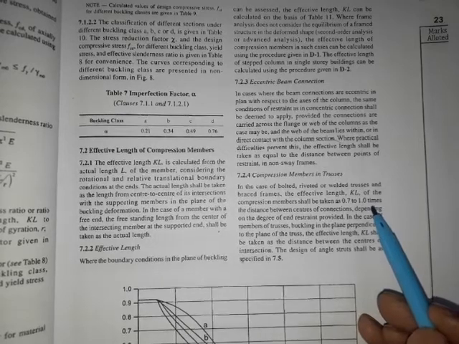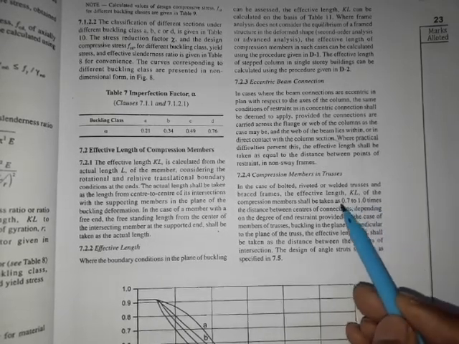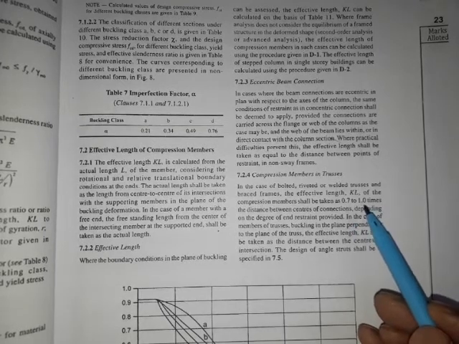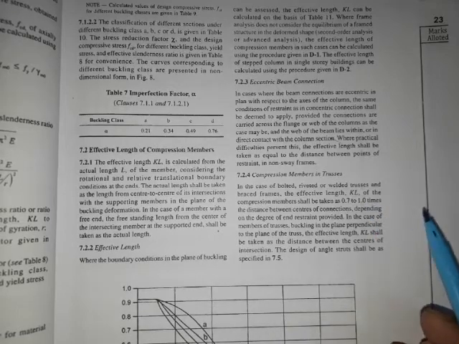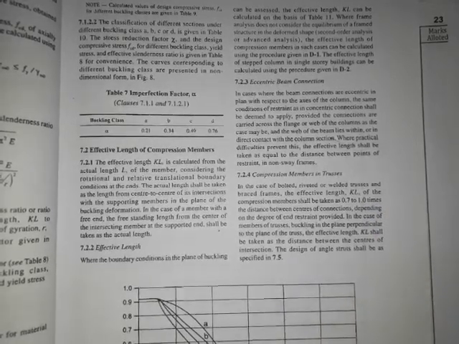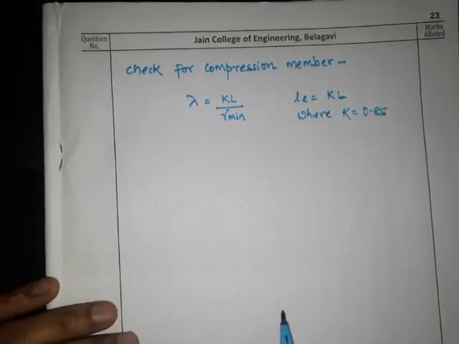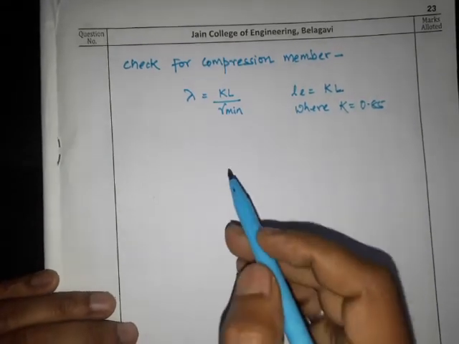I have utilized 0.85. What you can see here is that the clause allows you to use the effective length factor K from 0.7 to 1. I have utilized 0.85. Understood? So you have to refer to the same clause. Next, we will find out here.